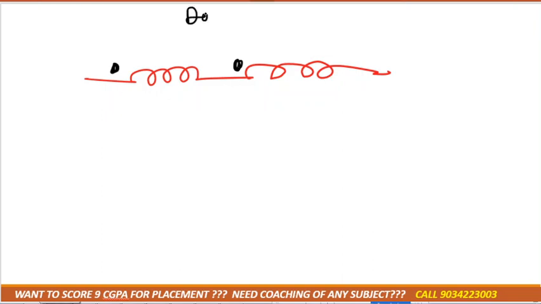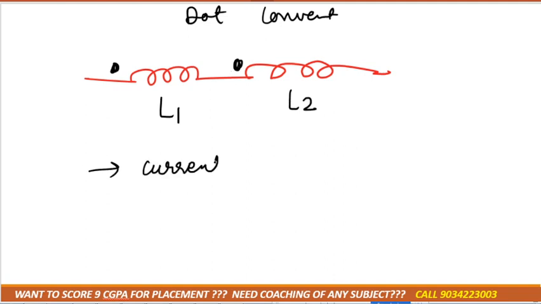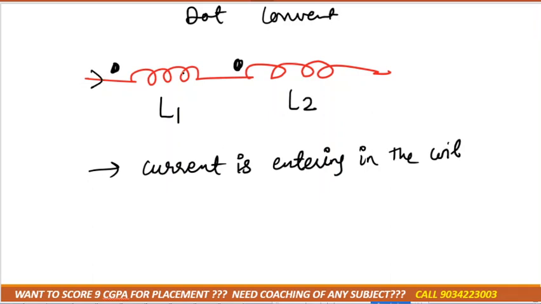Next we'll see about the dot convention. As you can see, there are two inductors, one is L1 and another is L2. Two dots are at this side, so that means the current is entering the coil. Both the currents are entering. In L1 the current is entering, and in this one also the current is entering.